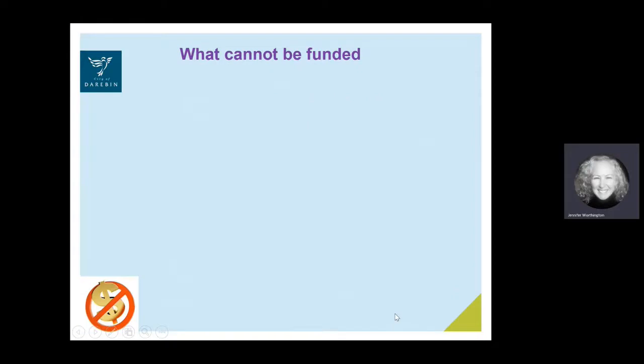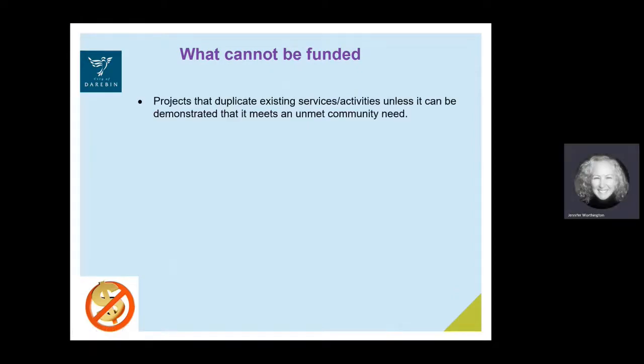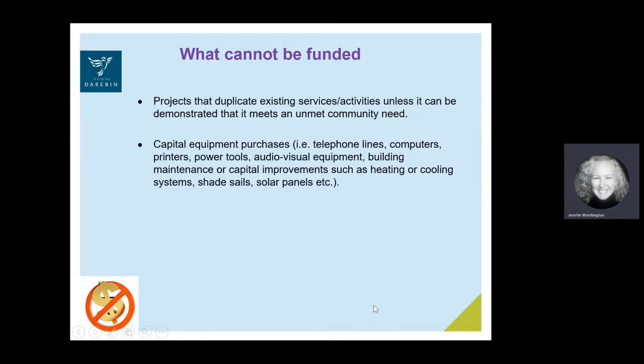What else can't be funded? Projects that duplicate existing services or activities unless it can be demonstrated it meets an unmet community need. Capital equipment purchases, so telephone lines, computers, printers, power tools, audiovisual equipment, building maintenance and improvements like heating or cooling, shade sails or solar panels.